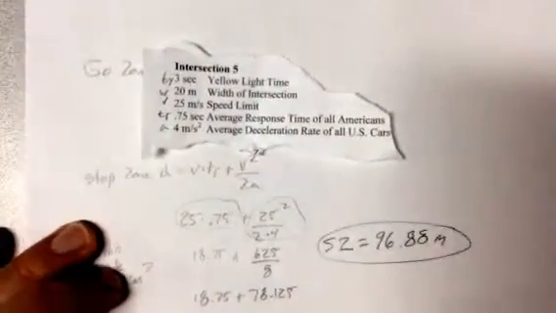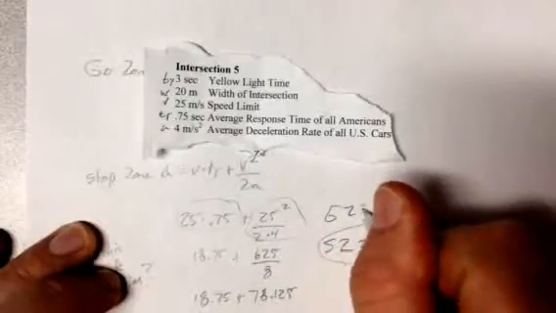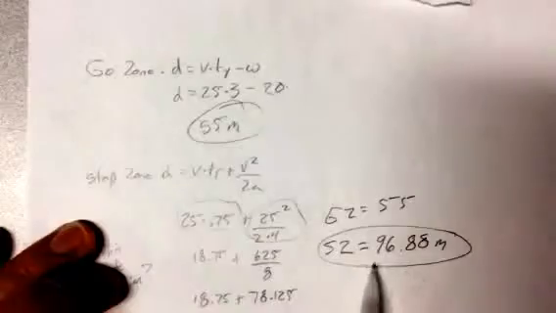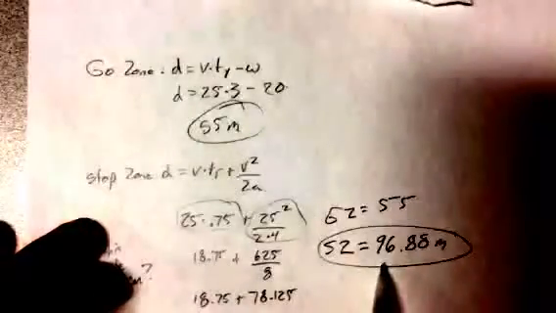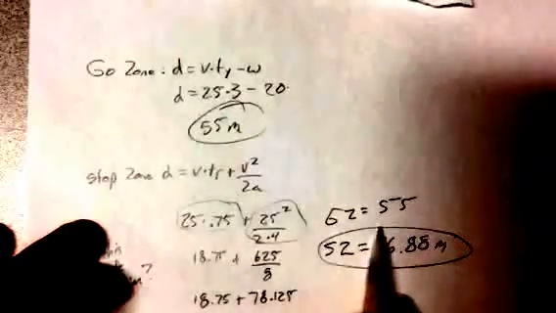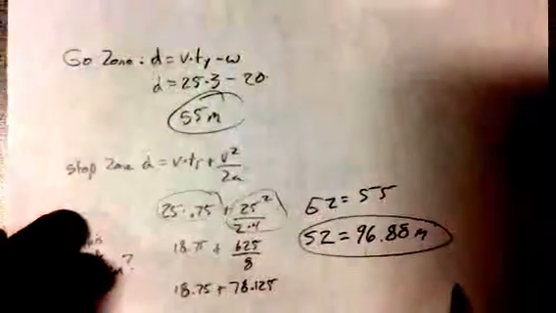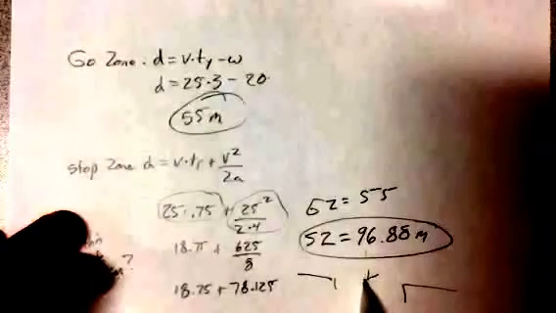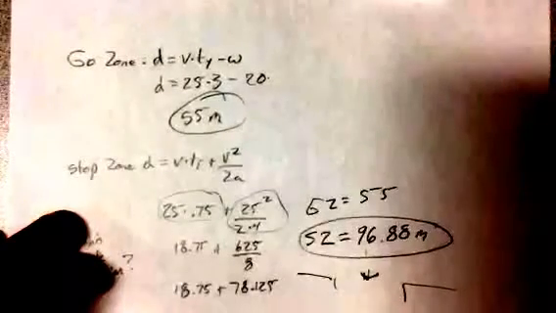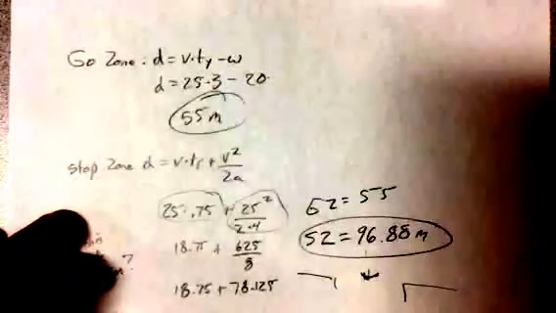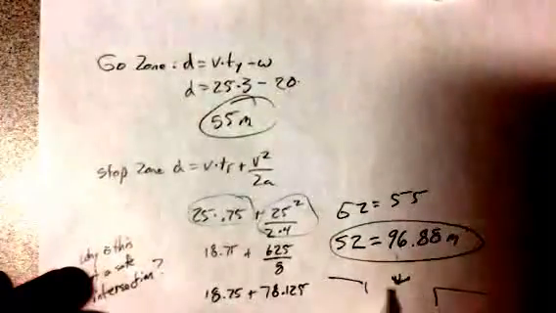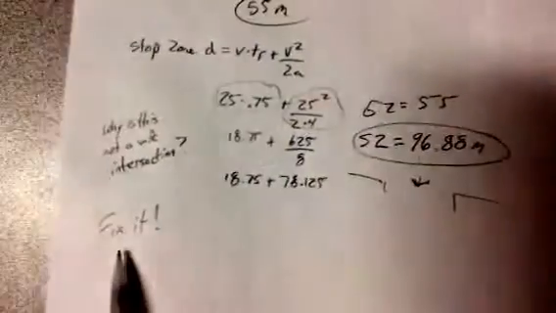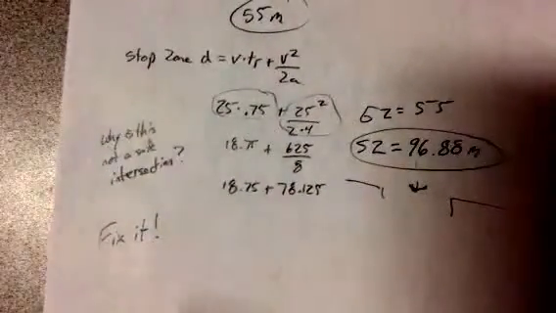Okay, so is this safe? Well, our go zone was, let's look up here, we had 55. Our stop zone is 96.88. So it looks like there's a big gap here. So the go zone only went back, let's say, this far, and then the stop zone started up here. Well, I have a big gap right here. I have the you're screwed zone. You can't stop, you can't go. This is not a safe intersection because there's not an overlap. Okay, so let's fix it. Final question, how do we fix it?